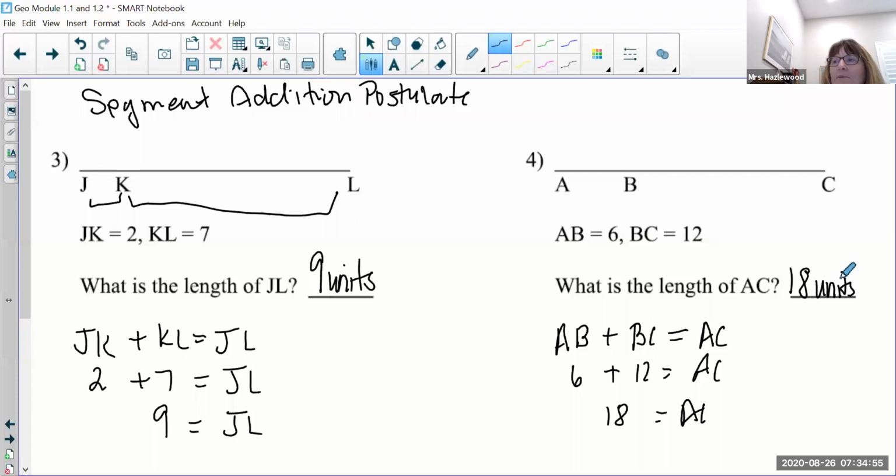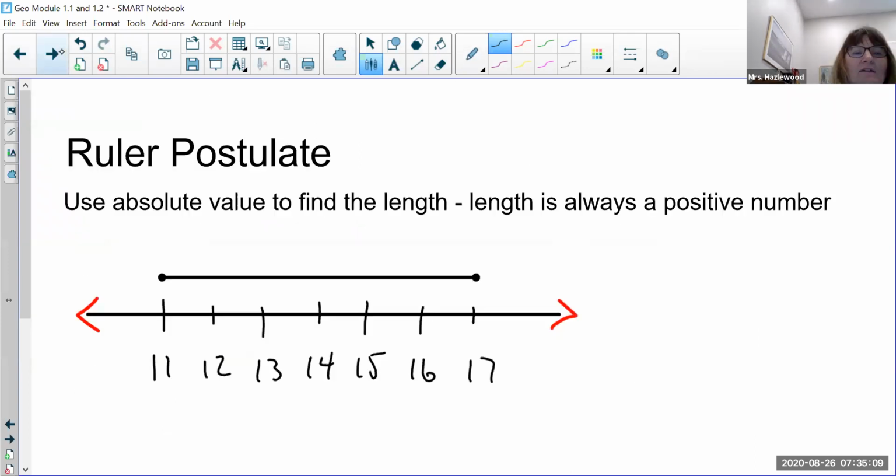I'm going to upload the notes so you can go get them from Google Classroom if you didn't write this down. Okay, so let's talk about the ruler postulate, and we actually have used this a lot with slope. You probably didn't realize it was a postulate, but it is. Again, this is new, so you probably should write this down.